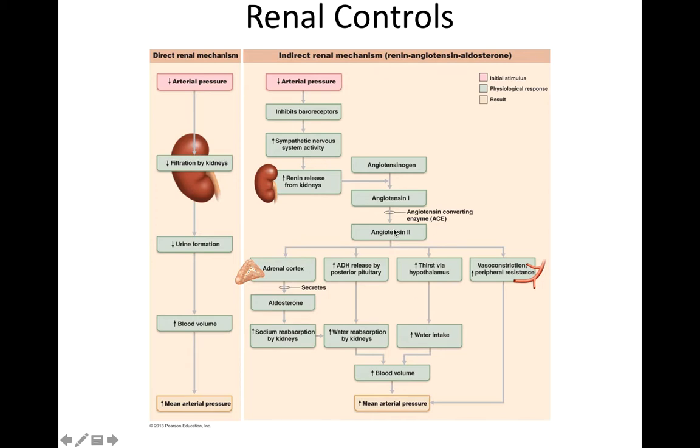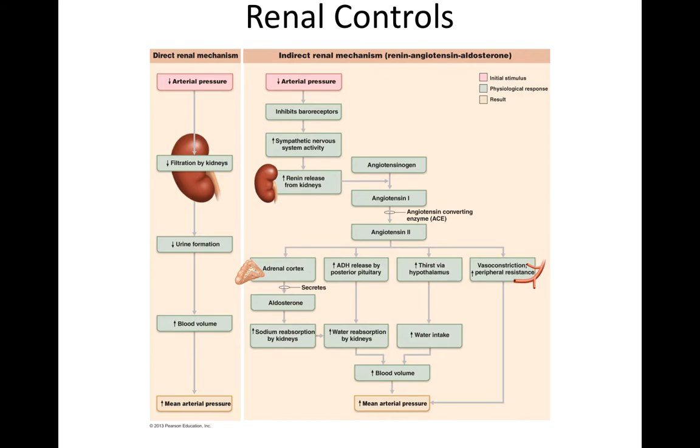Okay, and then the fourth is going to be that angiotensin 2 is in and of itself a powerful vasoconstrictor, and it will dramatically drive up peripheral resistance on its own. That is a huge amount of reactions that are going to occur in response to angiotensin 2.